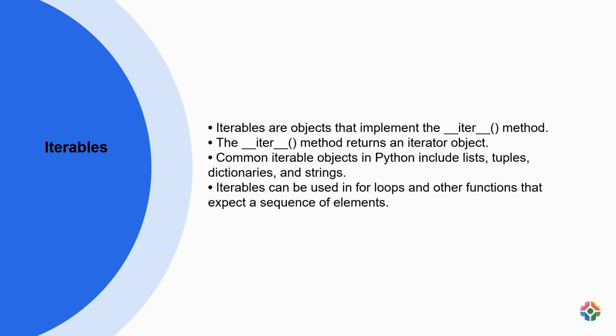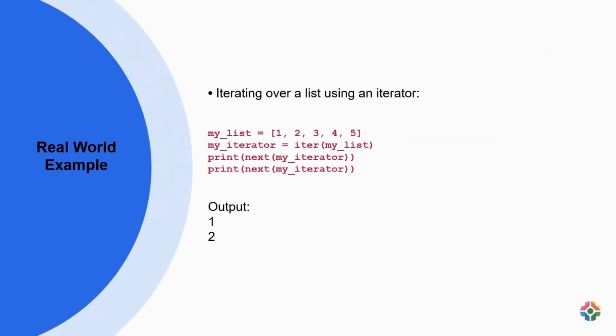Common examples of iterables in Python are lists, tuples, dictionaries, and strings. These iterables can be utilized in for loops and functions that require a sequence of elements. This characteristic allows for efficient and versatile handling of data structures within Python scripts and applications, enhancing their readability and functionality.